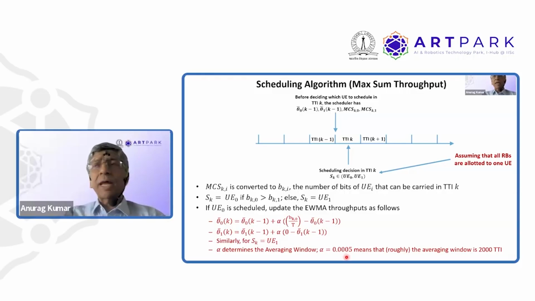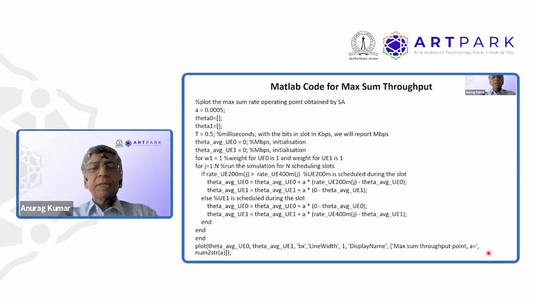A commonly used value for alpha is 0.0005, which now you know is 2000 slots of averaging. Okay, simple scheduler. Here's the MATLAB code for that. Simple MATLAB code. Somewhere here in the MATLAB code, you generate the MCSs. A is 0.0005. This is initializing the average throughputs. W1 is equal to 1 for both the UEs.